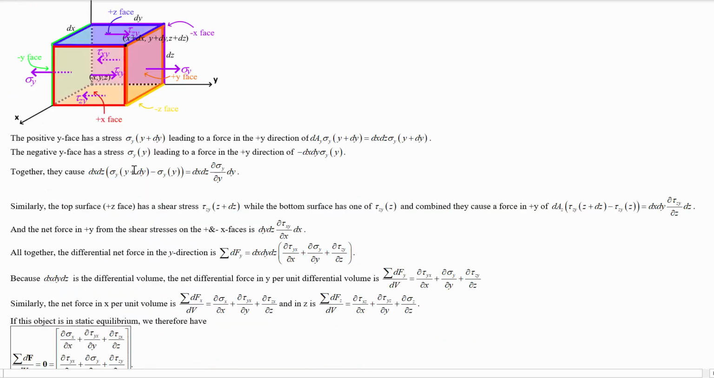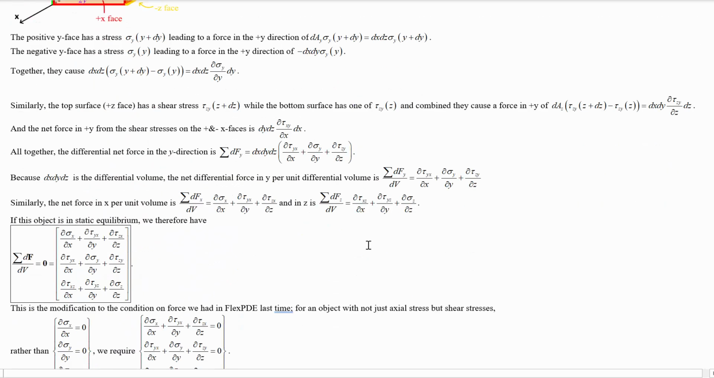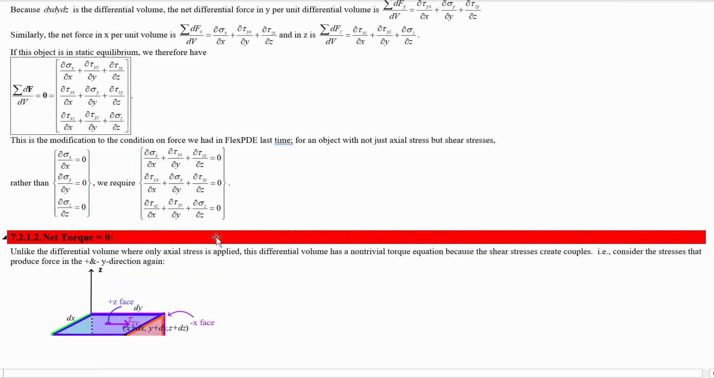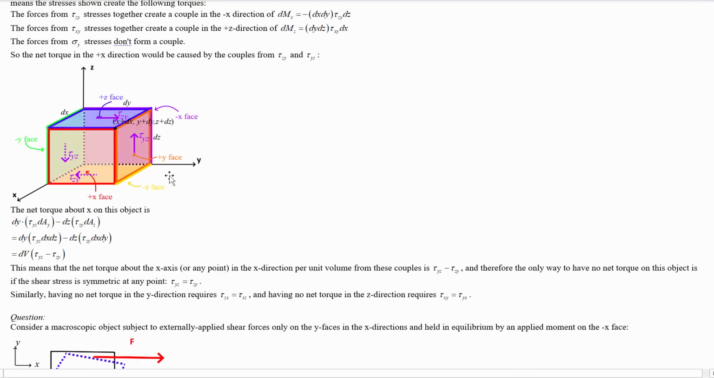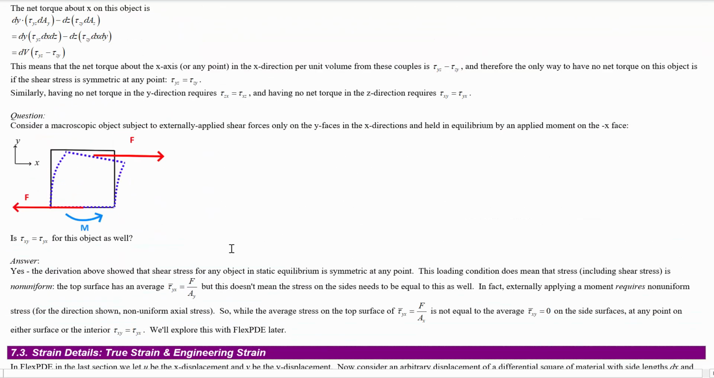Just to preview what the end of this is going to be, the net force equaling 0 is going to lead us to this set of differential equations. So rather than just del sigma x by del x equals 0, and del sigma y by del y equals 0, and same thing for z, we've got this combined thing: del sigma x by del x plus del tau yx by del y plus del tau zx by del z has to equal 0, and something similar in y and z. Then by looking at the net torque equaling 0, we're going to determine that the shear stress has to be symmetric. At any individual point, tau xy is equal to tau yx.